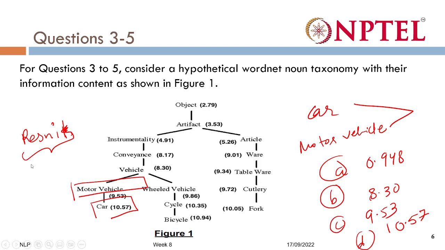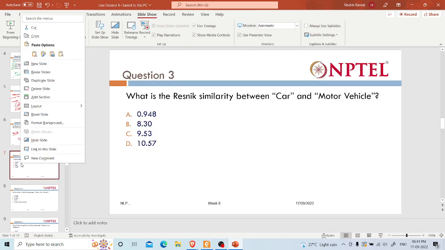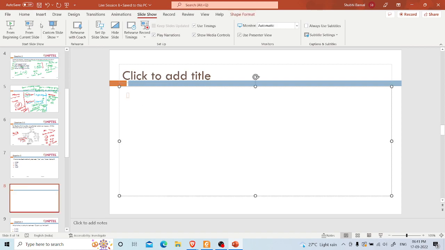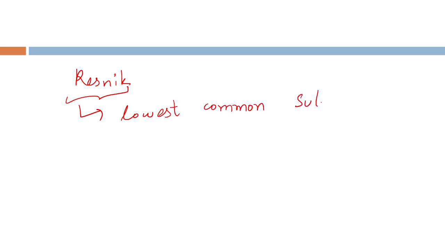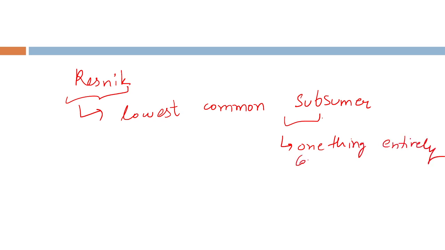So what is Resnick similarity? First of all, we need to know that. Resnick similarity is mostly based on the lowest common subsumer. And what is the meaning of subsumer? One thing entirely contained in another.